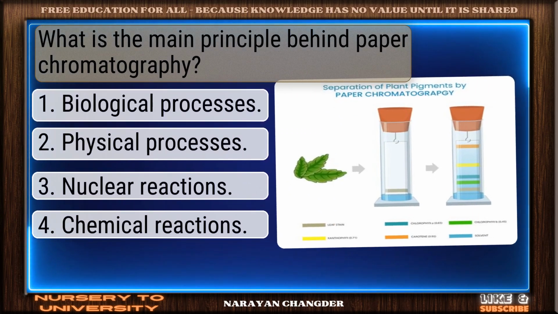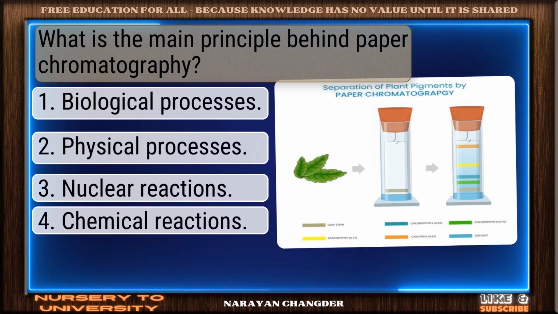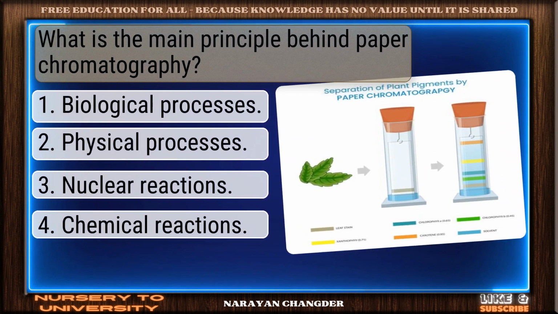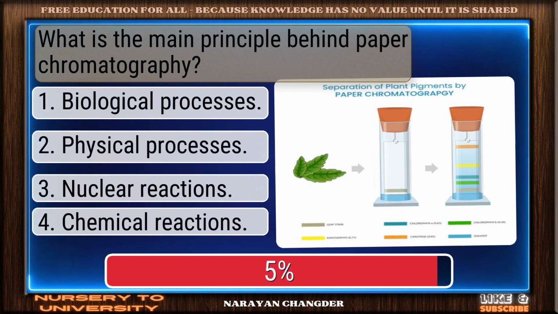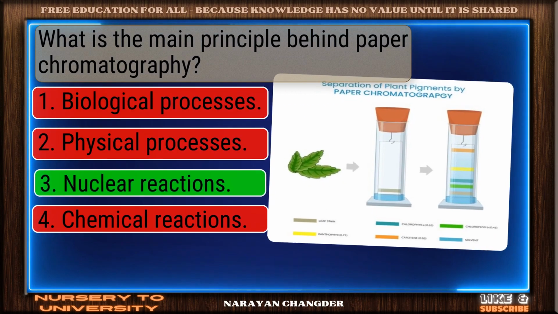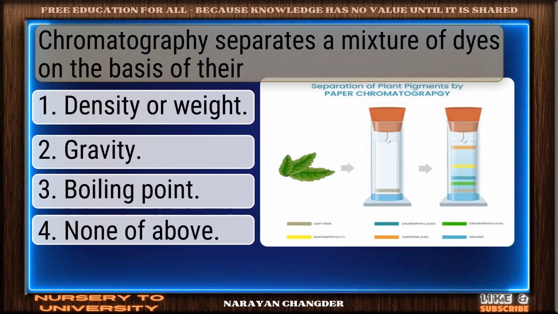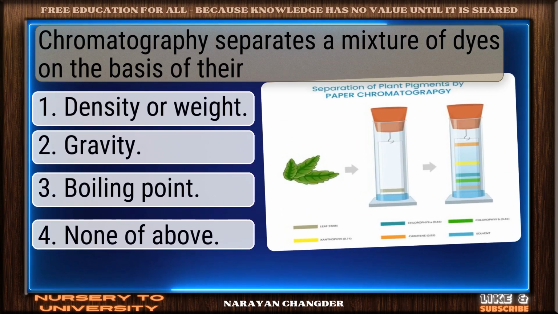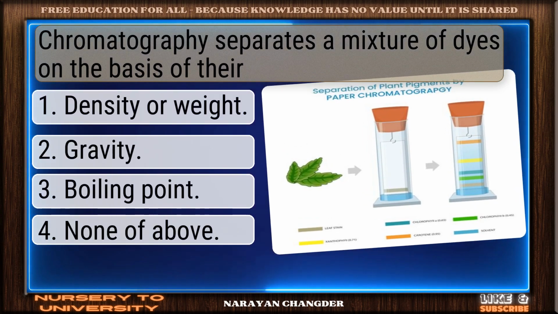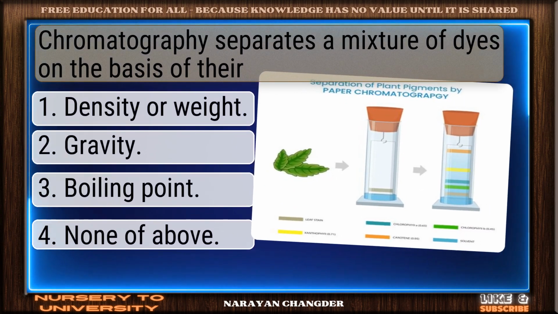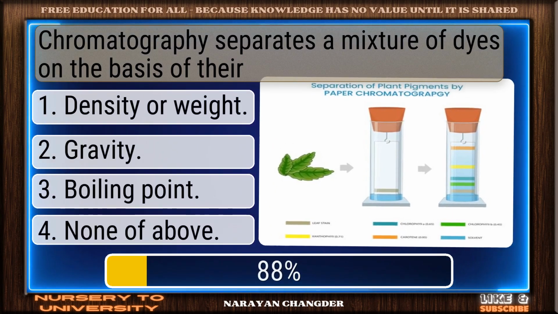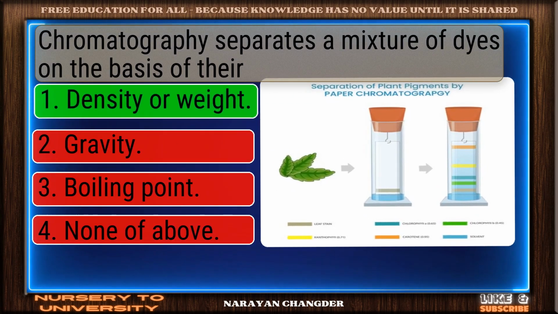Option 1, biological processes. Option 2, physical processes. Option 3, nuclear reactions. Option 4, chemical reactions. On track, nuclear reactions. Chromatography separates a mixture of dyes on the basis of their Option 1, density or weight. Option 2, gravity. Option 3, boiling point. Option 4, none of the above. Density or weight, well done.